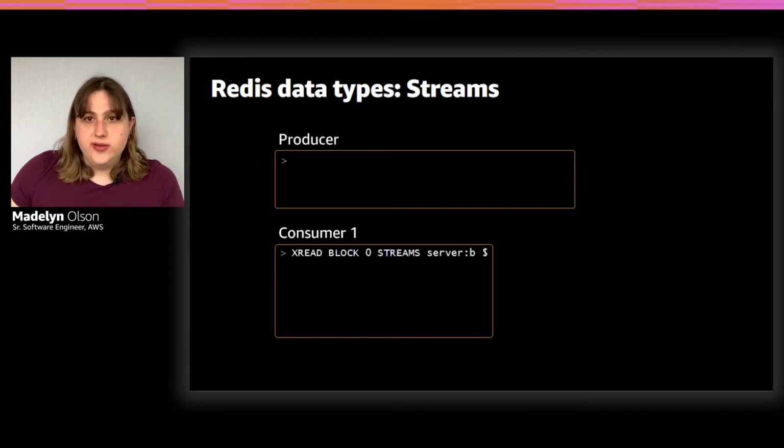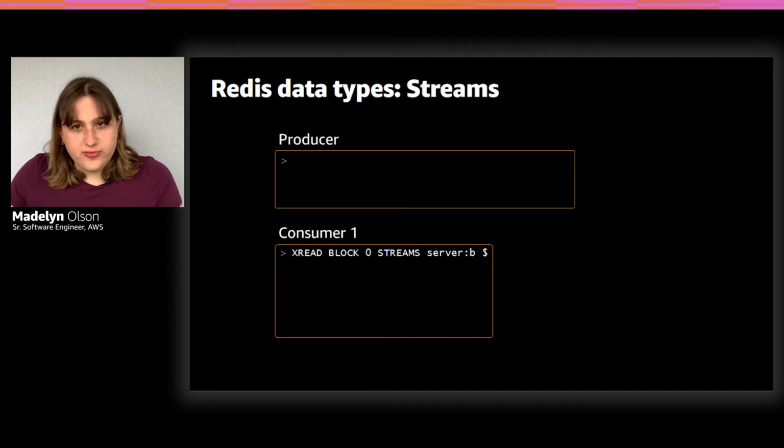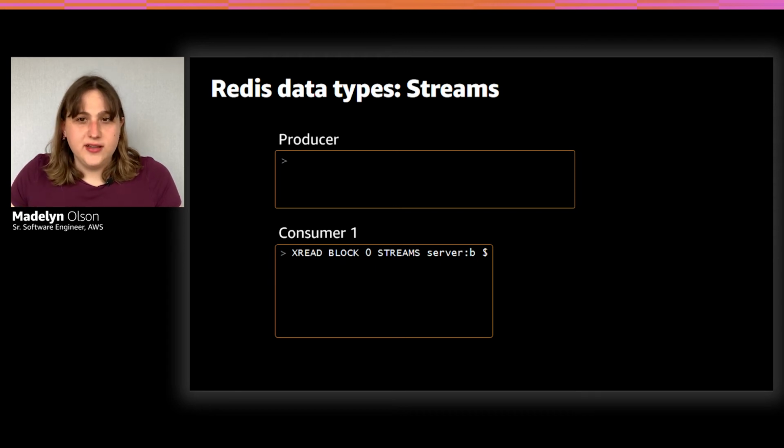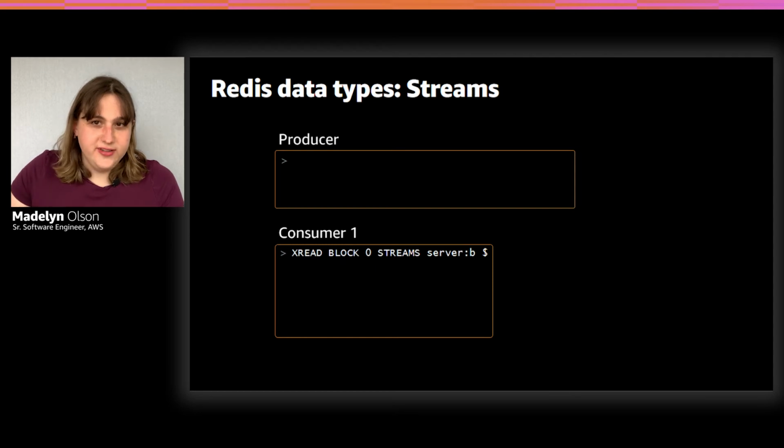Typically, you'll be doing something like an XREAD on a consumer, where you're saying, I want to be reading in the data. You can see here we're doing an XREAD on the stream called server B. And the $ sign is a special character in Redis that just means give me the latest data. And lastly, there's that BLOCK command, which basically indicates to Redis, don't give me any data until there's data. Don't tell me there's nothing there. Just wait until there's data there.